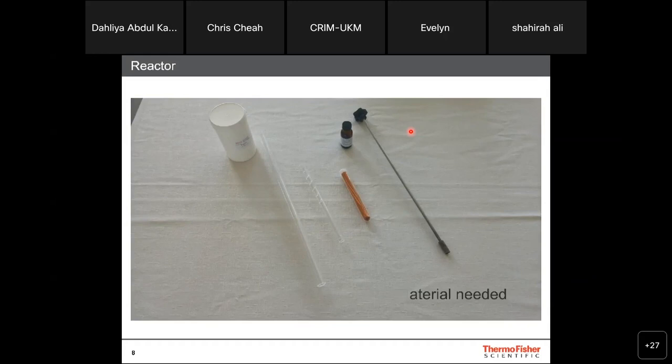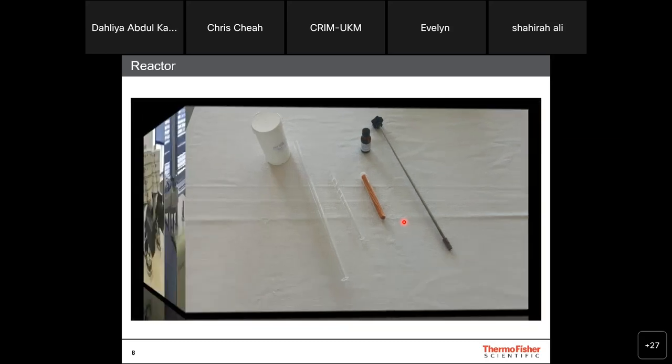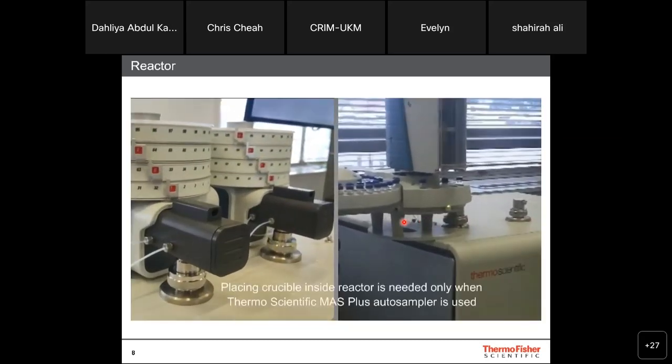So we will need some material. We will need quartz wool, then an empty reactor. Then this is the main ingredient, the copper oxide and the electrolytic copper. These are just devices that help us push the ingredients inside. So the system will look like this. This is the autosampler where we will put our sample in.